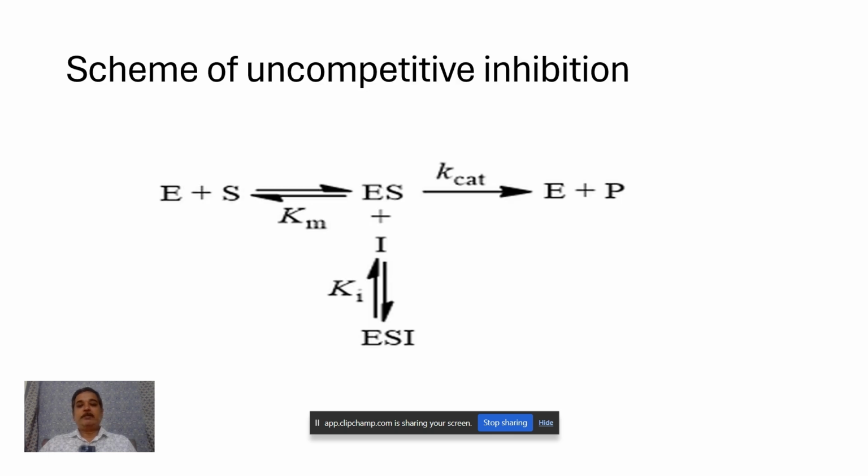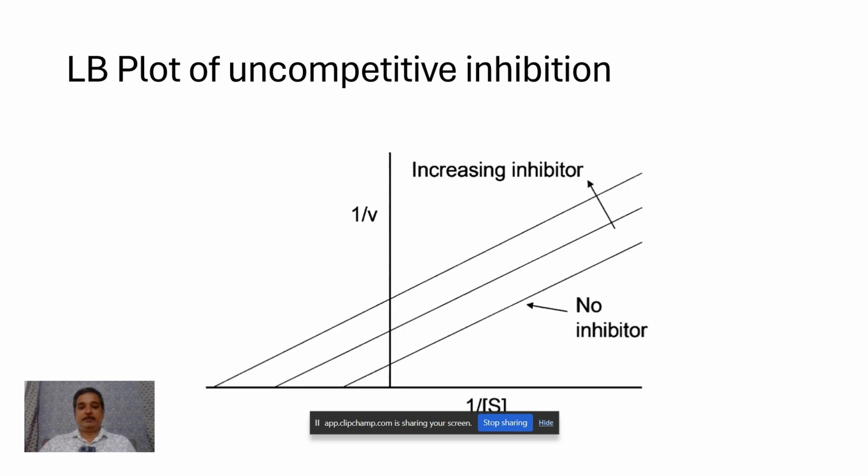So this is the scheme of uncompetitive inhibition. On the left hand side, we can see enzyme plus a substrate giving ES, and that can react with the I giving ESI complex, which is inactive. ES will be converting to E and P. So this is the scheme of uncompetitive inhibition.